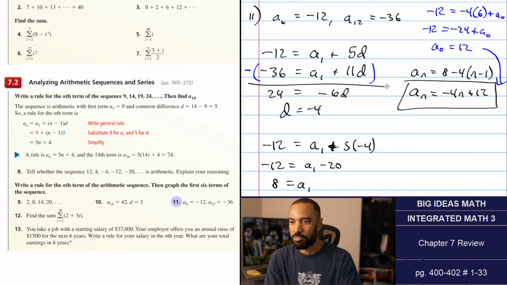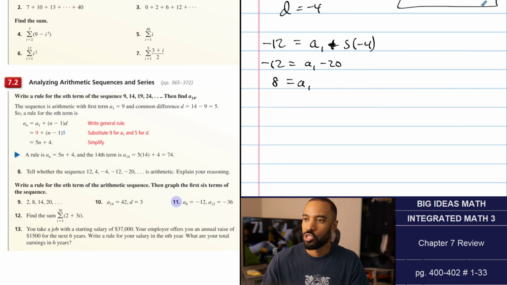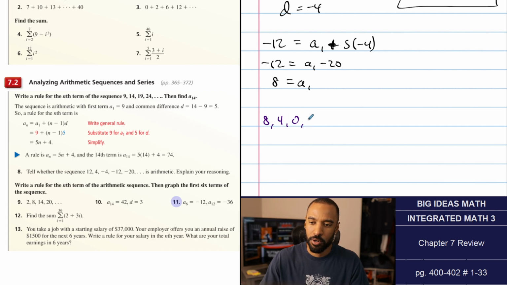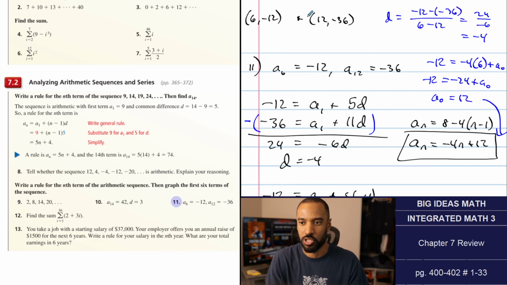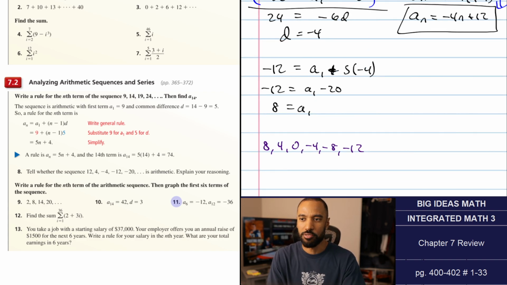Anyway, we still need to graph these, and we still need to find all the values. Our first term was 8, so we go from 8, and then we keep subtracting 4. 8, 4, 0, -4, -8, -12. And we knew -12 was the 6th term, as it showed up right there. So we have to graph these ones.